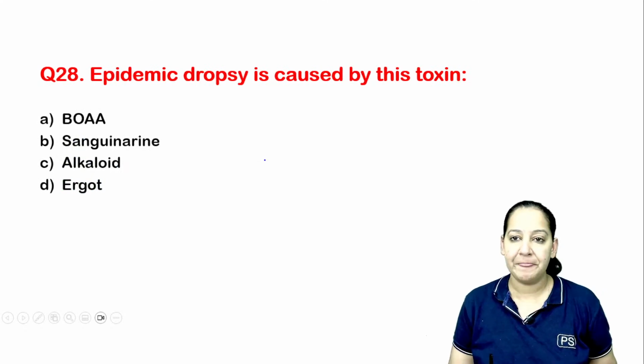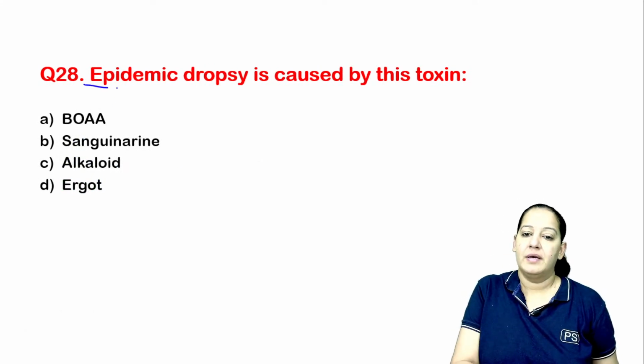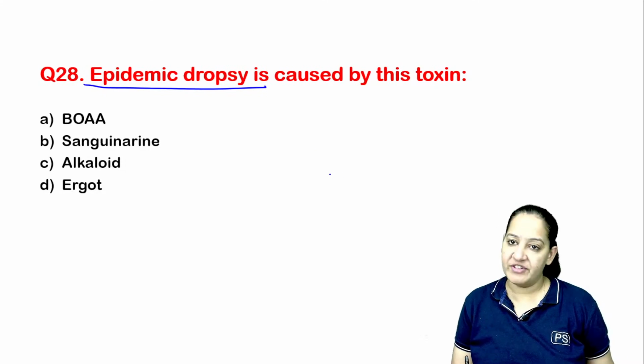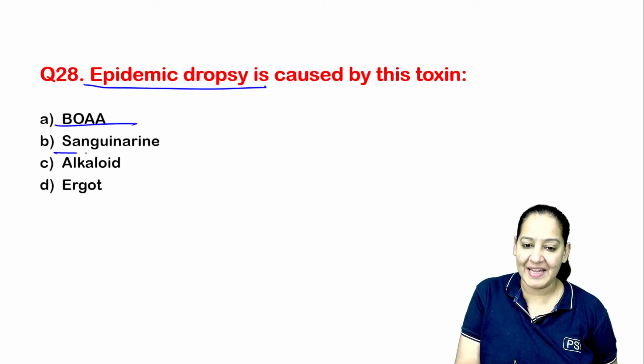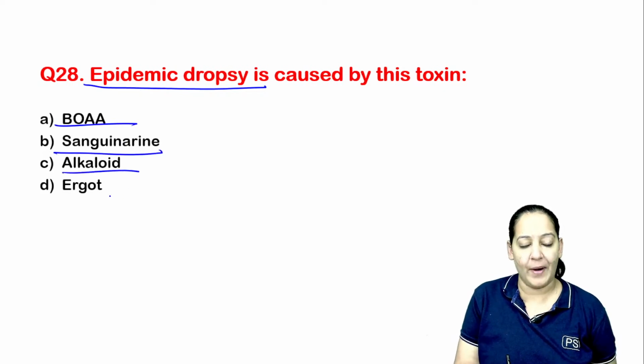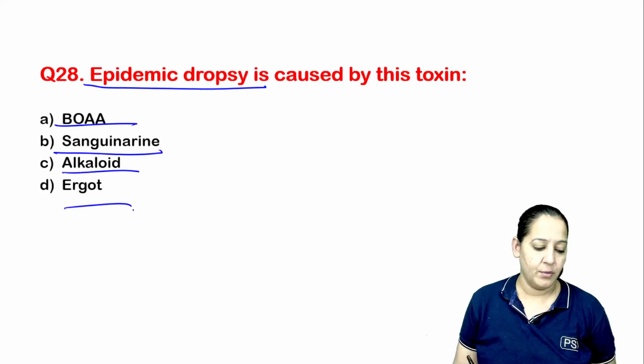Coming to the next question. The next question is in front of you. Epidemic dropsy is caused by which toxin? Can you please tell me the answer? Is it BOA, sanguinarine, alkaloid, pyridoxine, or ergot? What is the correct answer?